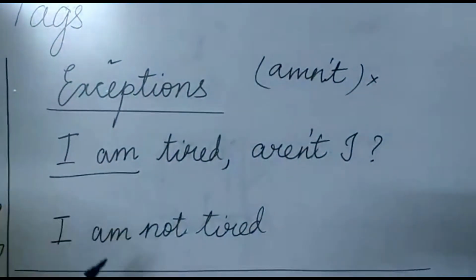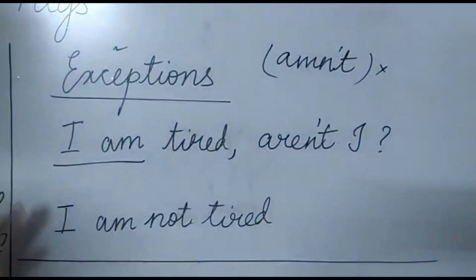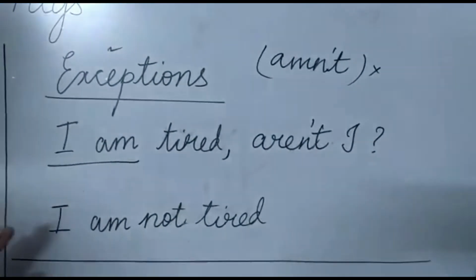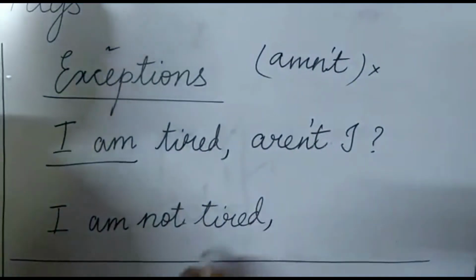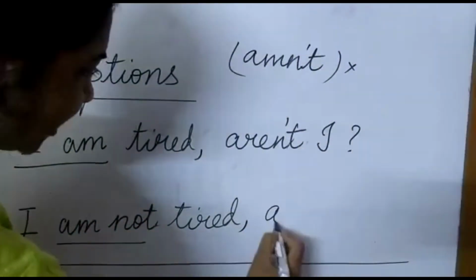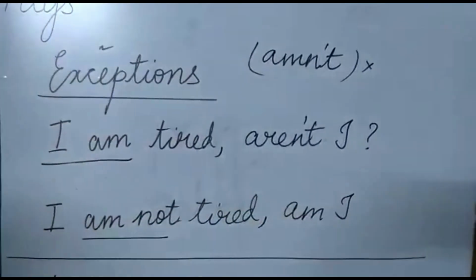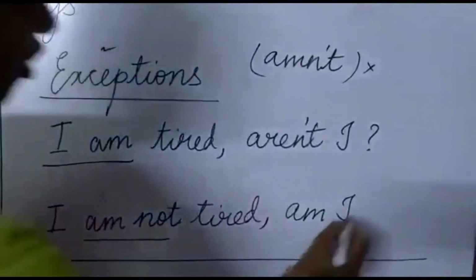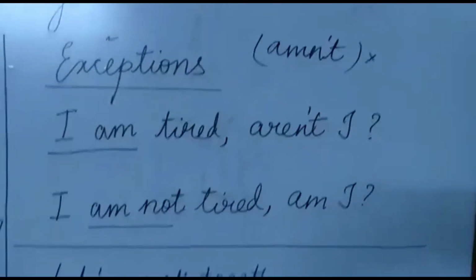Now, so that you do not get confused, I took a negative statement. Same sentence: "I am not tired." When there is a negative statement, I will write the positive question tag, "am I." So here you don't write "aren't I," okay? You will be writing "am I" only. Yes children, you understood? Now let's come to the next one.